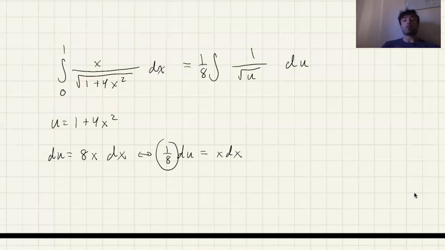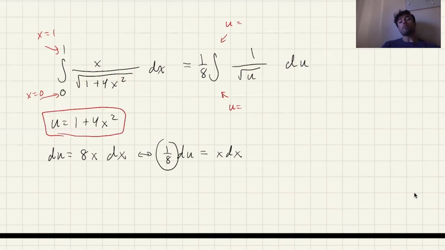Okay, now, words of caution. These limits that we started with, those are x limits. This is saying x is equal to 1. This is saying x is equal to 0. But now, since everything is in terms of a new variable u, we need to figure out what u is equal to. These are u limits. But u is a function of x. And so all we really need to do is plug x equals 0 and x equals 1 into this function, and that'll give us our new limits.